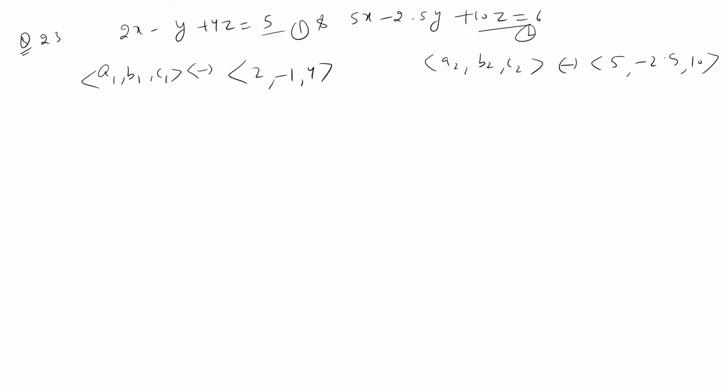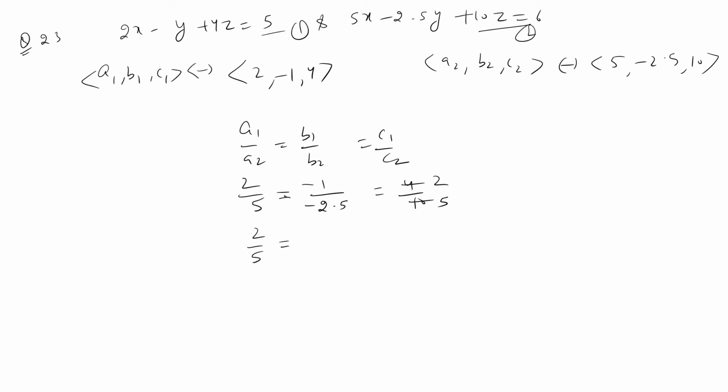Now check, is there any parallel condition which is satisfied? Yes, you can check. A1 upon A2 equal to B1 upon B2 equal to C1 upon C2. Why? Because 2 upon 5 is equal to minus 1 upon minus 2.5, and is equal to 4 upon 10. So you can check it, it is 2 upon 5 is equal to 2 upon 5. So the planes are parallel. So option number B is the correct answer.